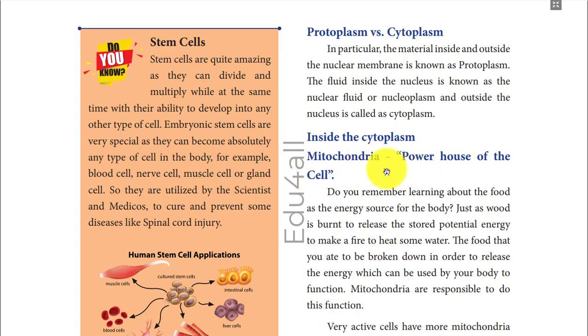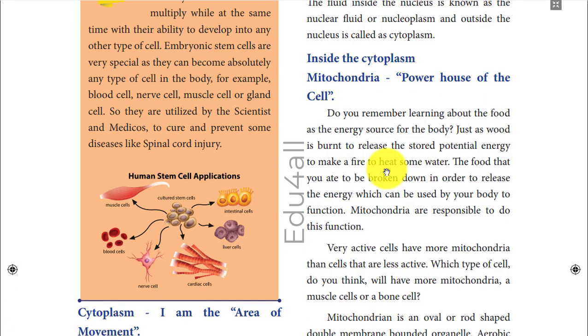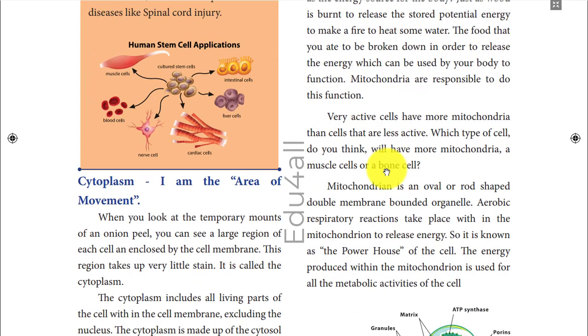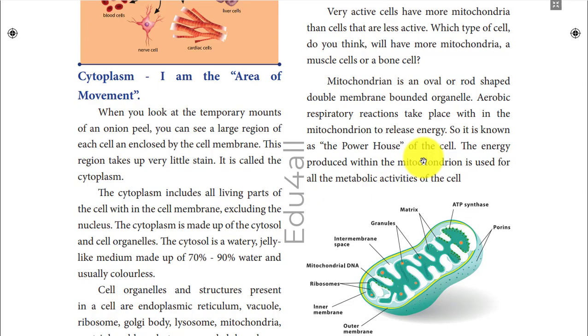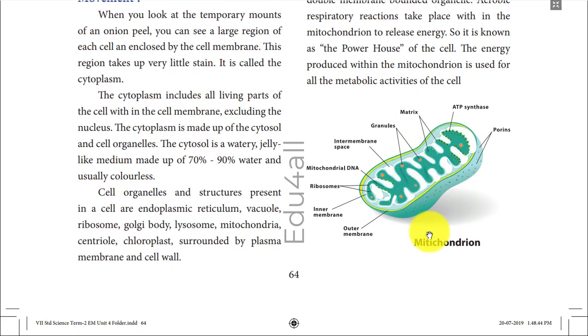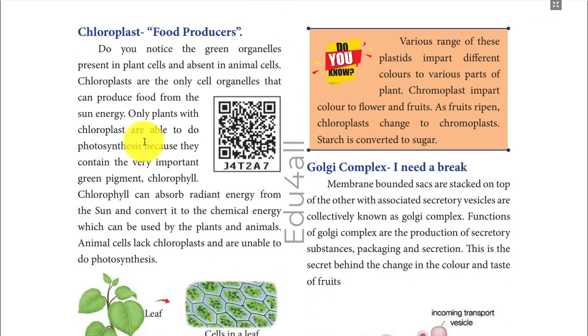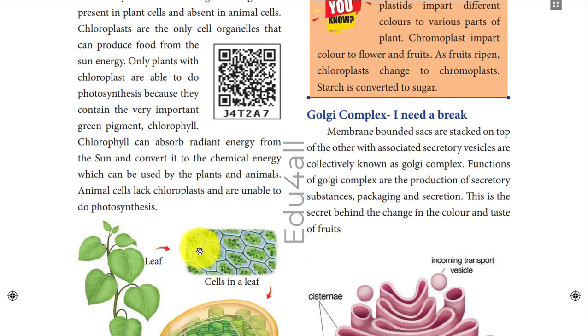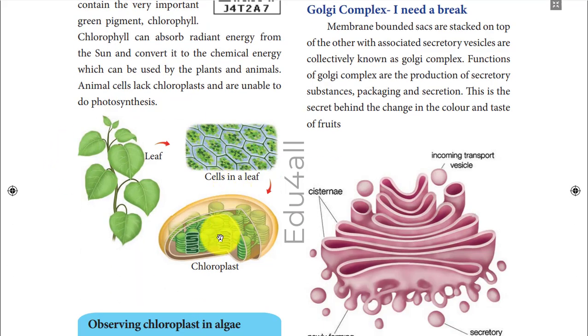Next is mitochondria, which I already told you about. It is the powerhouse of the cell, which produces energy and converts glucose into ATP. ATP is nothing but adenosine triphosphate. So it converts what we eat, the glucose, into energy. Next is chloroplast, which is present in plants and makes the plants greener. It converts sun energy into food energy. That means it converts the sunlight energy into chemical energy in the form of glucose.